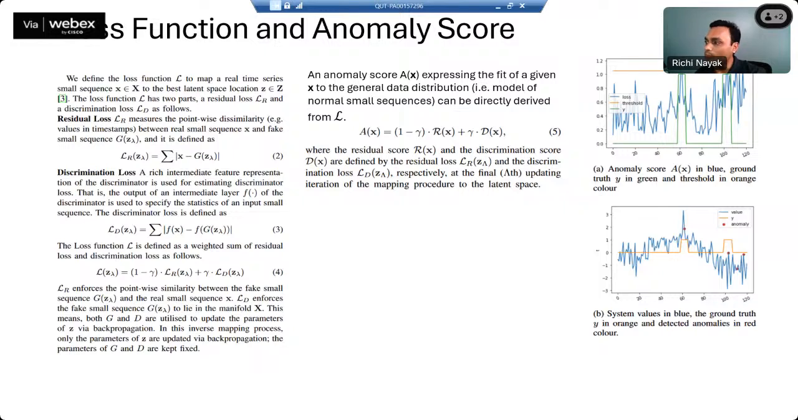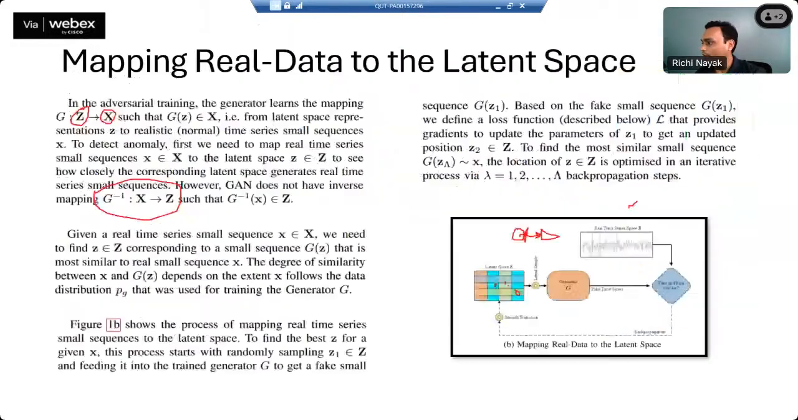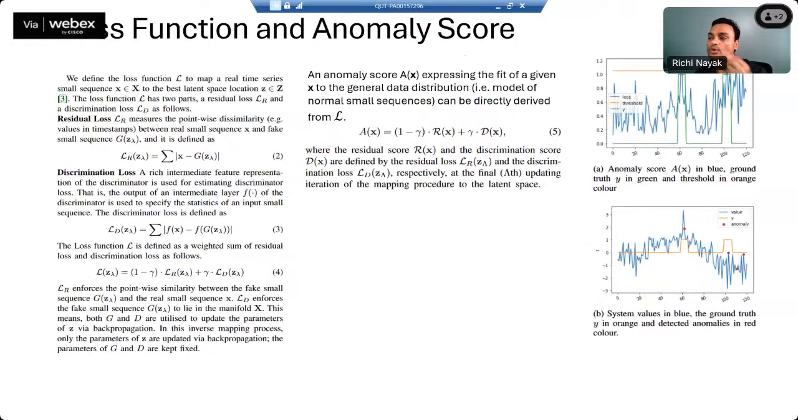To analyze your model, to find out this sweet spot where it will give you the best close point for your real data, we need to find out what the difference between them is, right? So to do that, we use two loss functions. One is called residual loss. In the residual loss, you take the absolute difference between the data generated by the generator and your real data point. This is called residual loss.